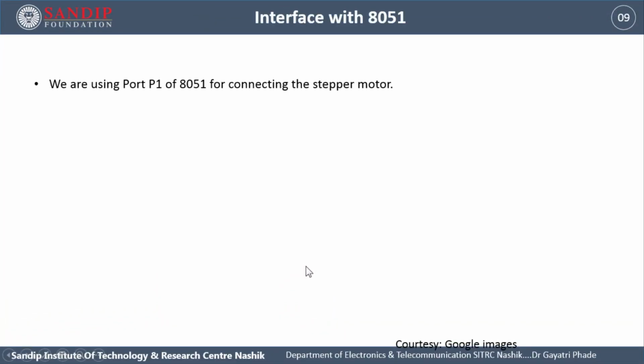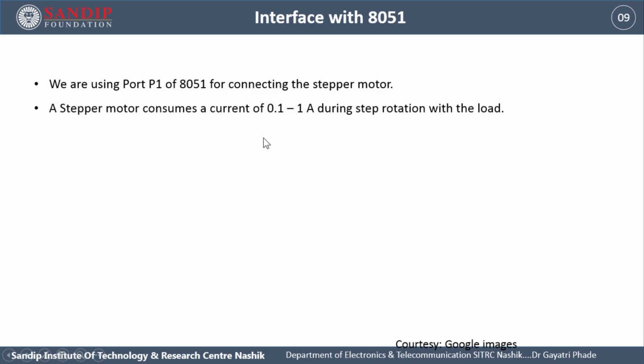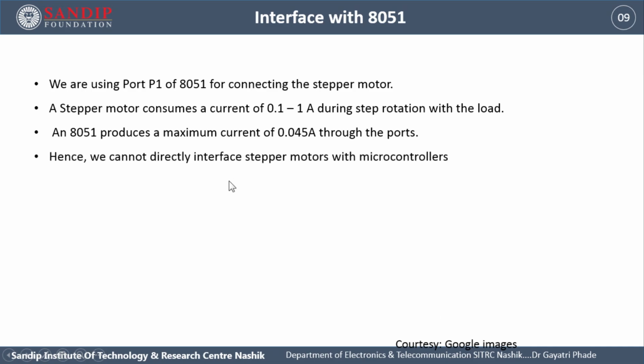For interfacing, we have seen the concept that we are going to interface at one of the ports. In this case, let us say it is port 1. The stepper motor requires a current between 0.1 to 1 ampere to move with load, and the 8051 microcontroller provides 0.045 ampere, that is 45 milliampere, current throughout its ports. So there is the issue of compatibility. It is not possible to connect the stepper motor directly to the port pins of the microcontroller.